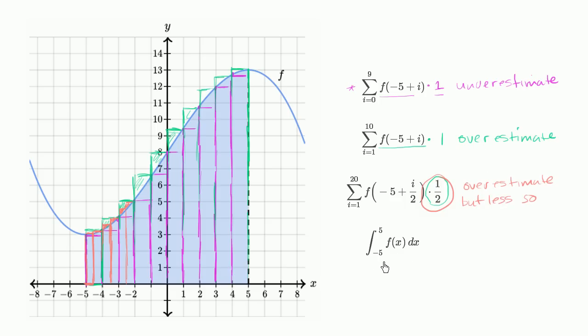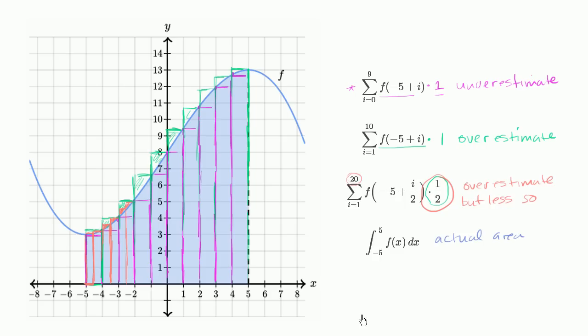And this right over here is the definite integral from negative 5 to 5 of f of x dx. You can imagine this is essentially the limit as we take these widths to be smaller and smaller, and we approach an infinite number of these rectangles. And this is the actual area. So this is what's actually depicted in blue. This is the actual area.